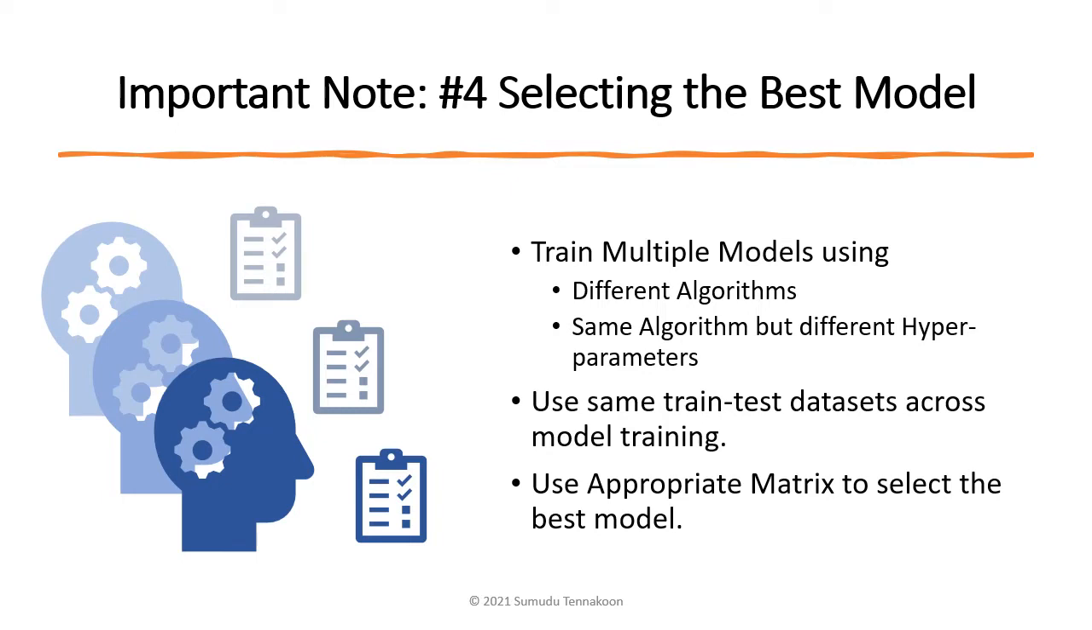So in that case, you have to use the same train and test data sets across all model training, and use the appropriate metrics. That is very important. Sorry, the typo: it should be metric. So the appropriate metric should be used to select the best model, right? If you are using accuracy, that should be appropriate for your business need and your application. If you are using precision, we will discuss those things in the coming slides. So you need to use the most appropriate metric for each case.